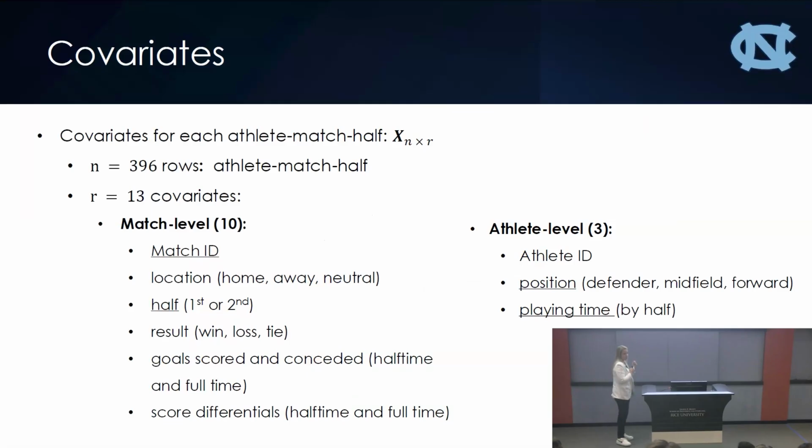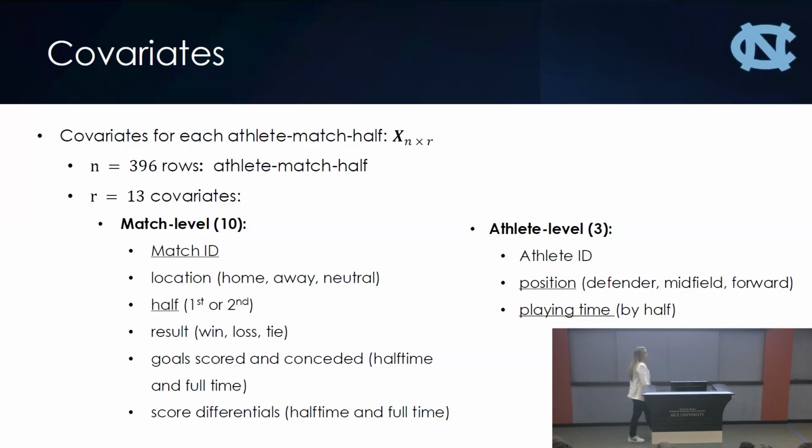We also had some covariates that we're going to use to do some further analysis. For each athlete match half, we have several match level and athlete level covariates that we're going to talk about today. The main ones that I'm going to call out are we looked at first and second half, playing time, and position. We also had goals scored and conceded, score differential, results, locations, all of these things. But in our case, we didn't really look at those as much because this team won almost all of their games except for one. So it was hard to use that as any indicator.